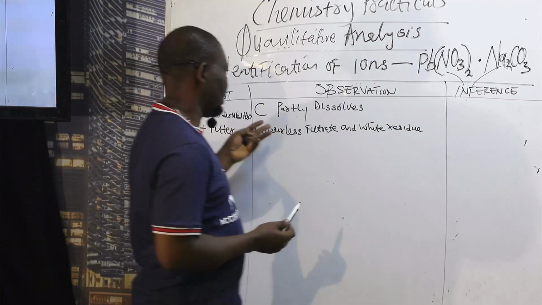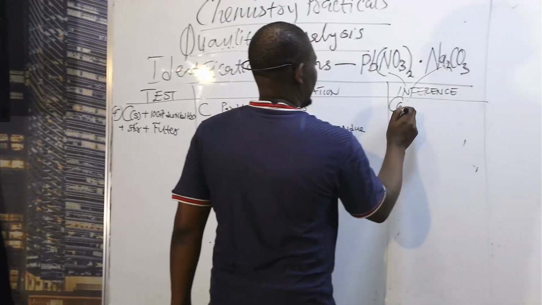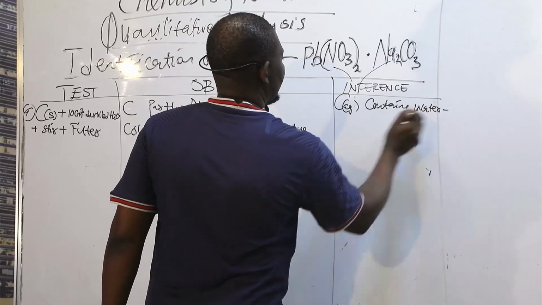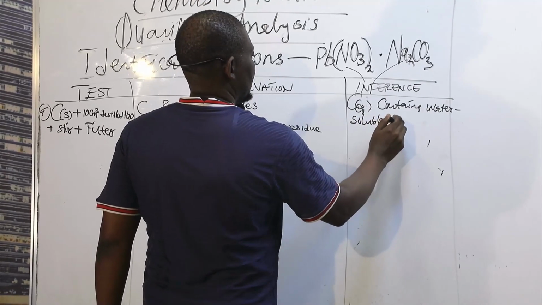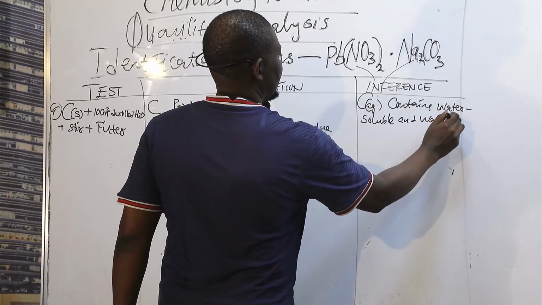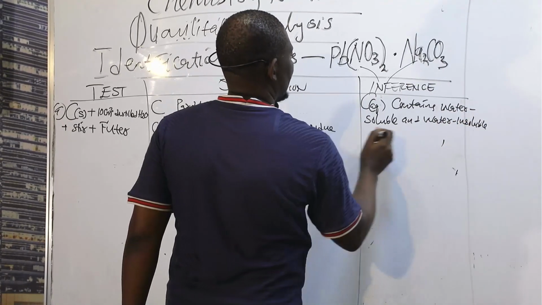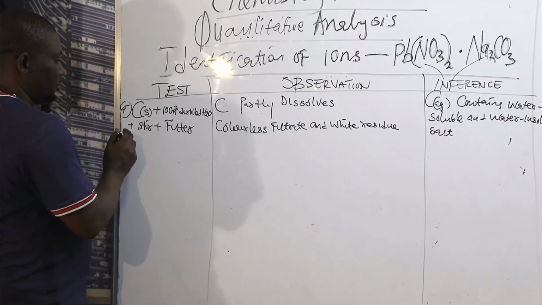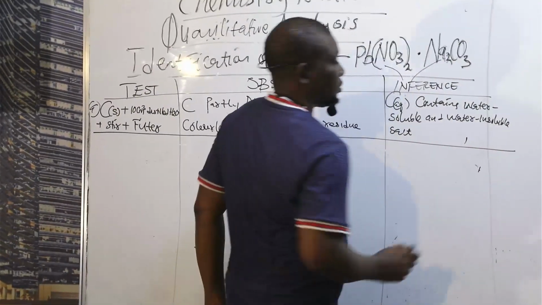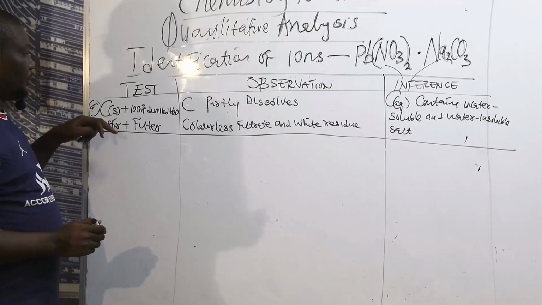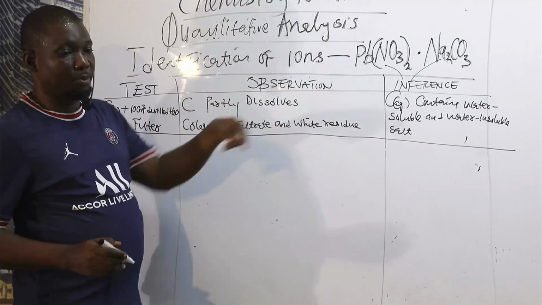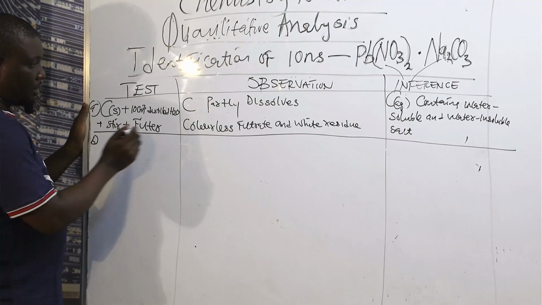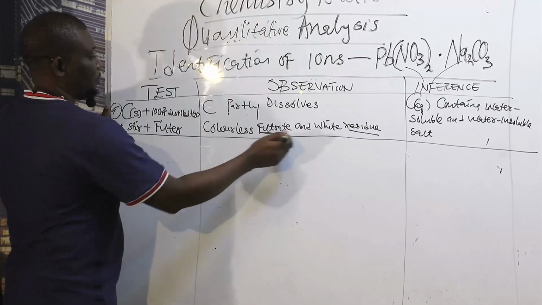The inference will be now, since C is like this, so that means C in aqueous state contains water soluble and water insoluble salts. Okay, when you are done with a particular sample, you underline to show that you are done with that test. The filtrate you obtain here and residue you obtain here, you will be asked to keep those for further use. So let's go to question B and work on this, but I'll start with this.